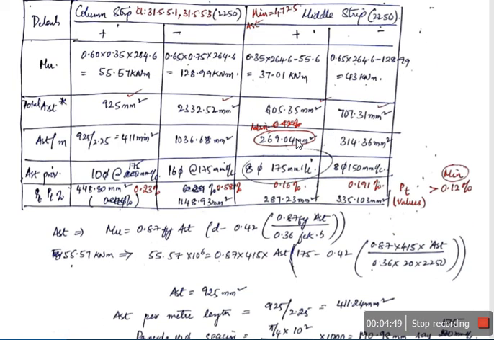Then we have this big table. It's a bit hectic, but by practice we can manage it all. The first thing to remember is that the minimum percentage of steel for any slab is 0.12 percent. I've written the minimum percentage value here, and if you are getting less than that, the minimum percentage should be provided.